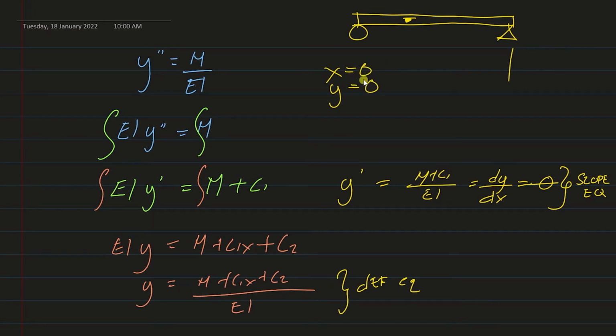Pwede nating magamit to, substitute natin sa equation na to, para ma-solve yung mga certain unknowns, right? Ano pa ba? At supports, there is no deflection. And at a fixed support, the slope or the y prime, kasi dy over dx is equal to the slope. The y prime or the slope at fixed supports is also equal to 0.